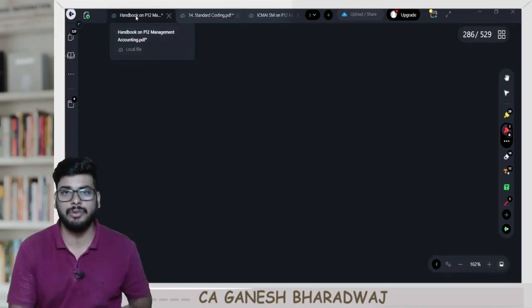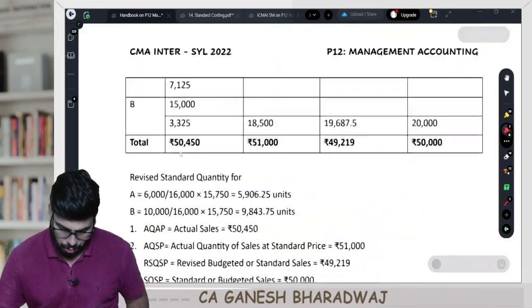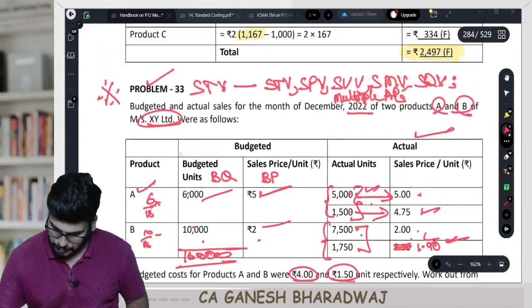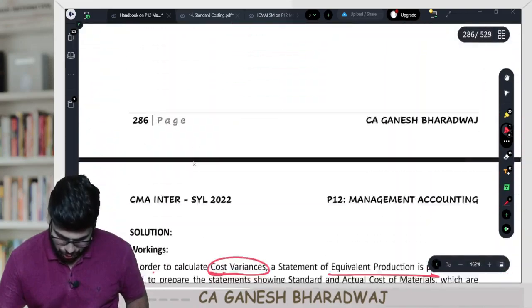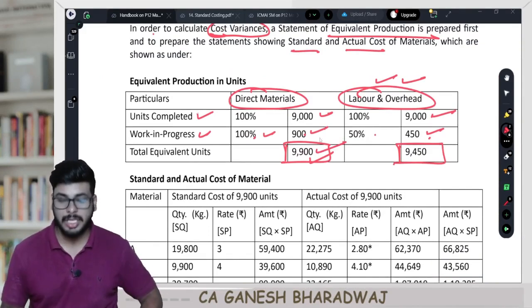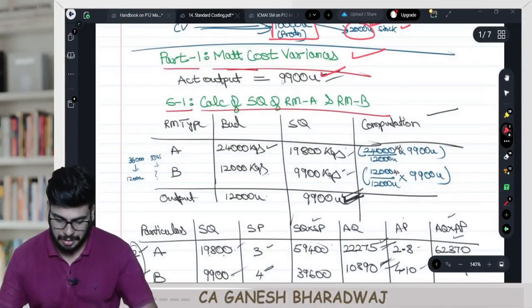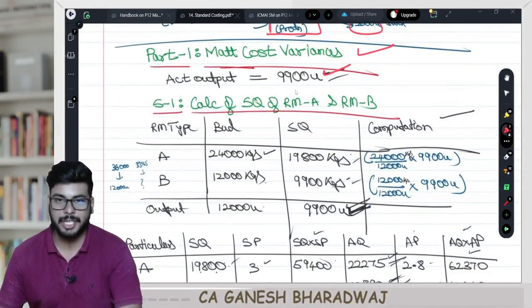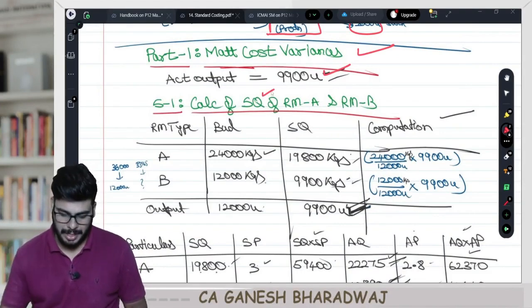9,900. Sir, how do you know? Just now we calculated and just now we saw, right? So how many equivalent units got produced by consuming the material cost? 9,900. Clear with this, guys. So 9,900 equivalent units got produced. So now what we need to do, we need to calculate the standard quantity of raw material A and B.